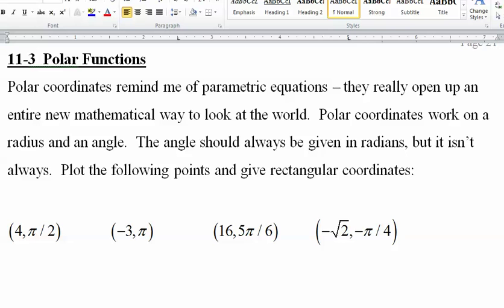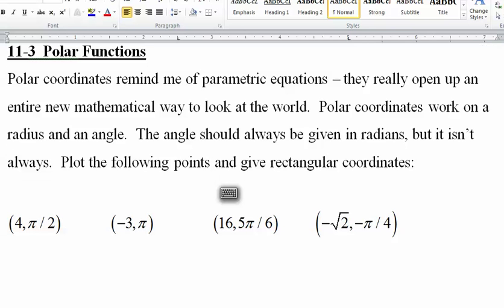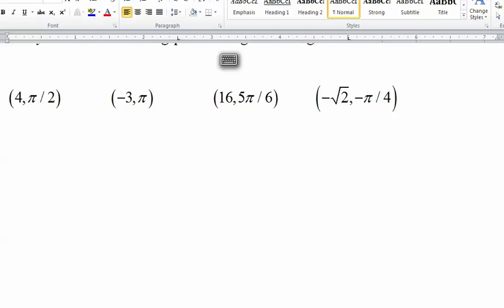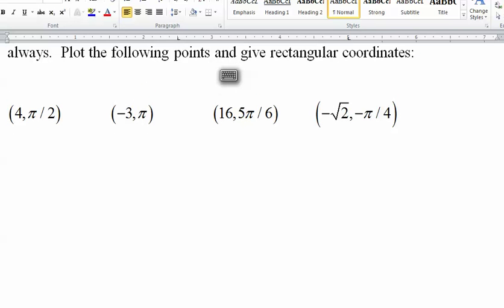Polar coordinates work on a radius and an angle. The angle should always be given in radians, but you'll see we do it in degrees here and there. Just a habit you'll want to get into. So just as an example, plot the following points and then give me the rectangular coordinates.